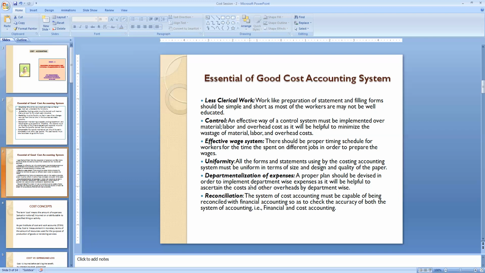Then only can we ascertain the overheads or the cost of all the types of departments, because in financial accounting we are not going to segregate by department. Overall we are going to consider it. So when we implement a costing system, a proper plan for department-wise expenses has to be undertaken. So these are all the essentials of a good costing system.